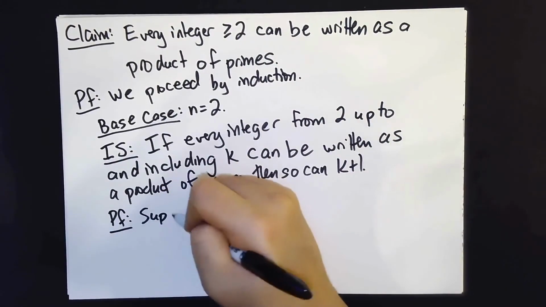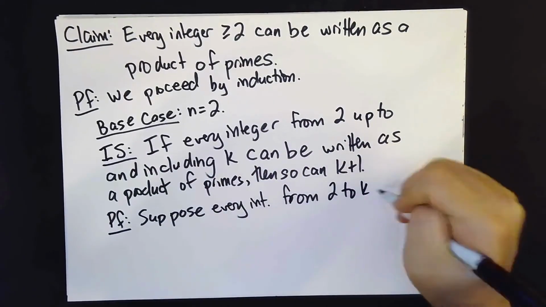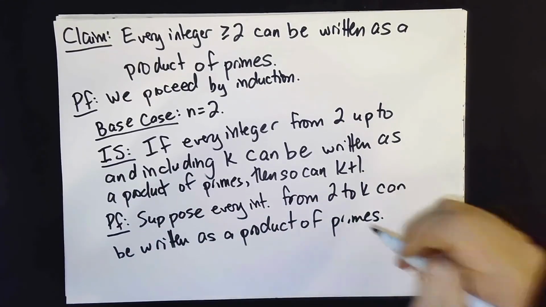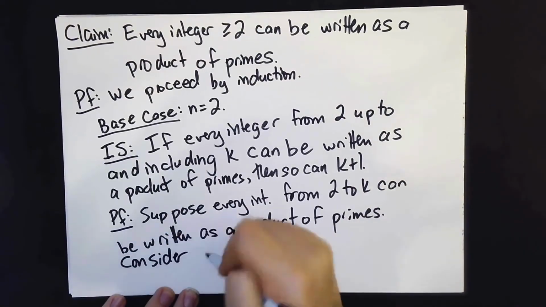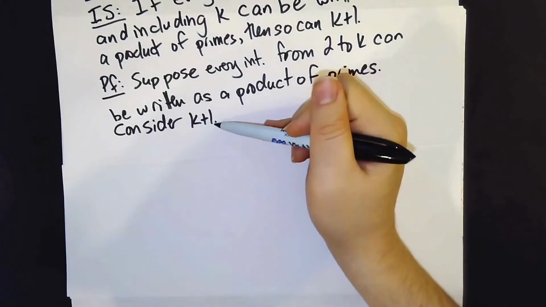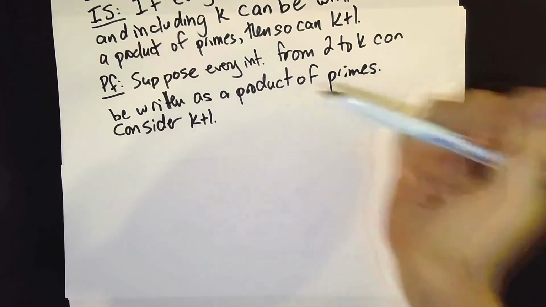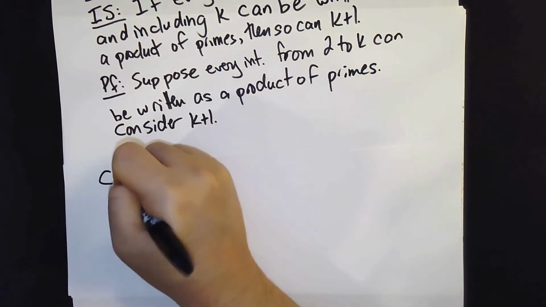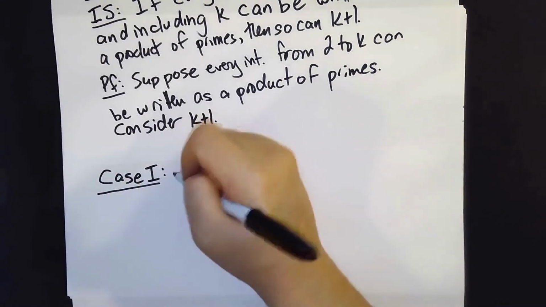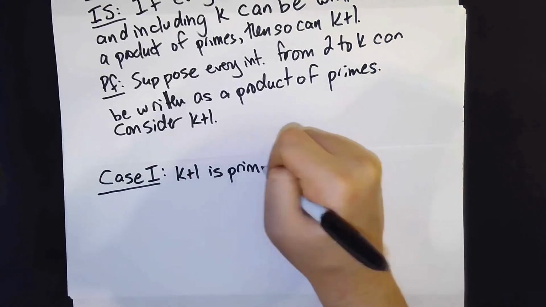We're going to suppose the inductive hypothesis part. That is, we're going to suppose that every integer from 2 to k can be written as a product of primes. And then we're going to consider k plus 1. And I claim now there's 2 cases. This k plus 1, either it's prime or it's composite. Remember, we have that one annoying number that's neither prime nor composite, but that number's 1, and our k here is already starting at 2, so k plus 1 is never going to be 1. So we only have to think about primes and composites as soon as we get above 1.